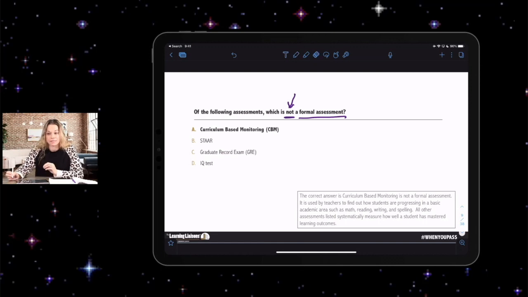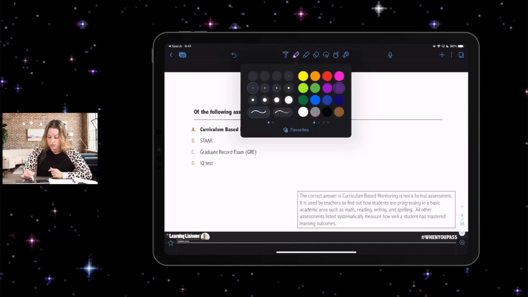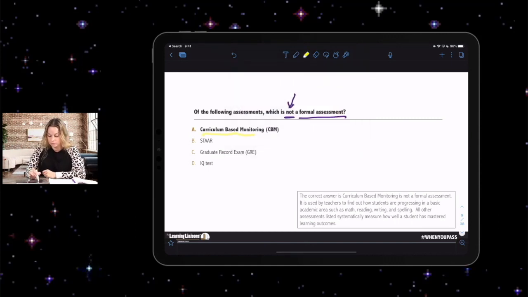So a curriculum-based monitoring is not a formal assessment. It's used by teachers to find out how students are progressing in those basic academic areas. The word that we're focusing on here is progress. And this is going to look like in areas of math, reading, writing, spelling. Our other assessments that are indicated in this question, these are all going to be very formalized. These are standard-based types of questioning that are going to be able to be more systematically measured on how well a student is mastering a learning outcome.